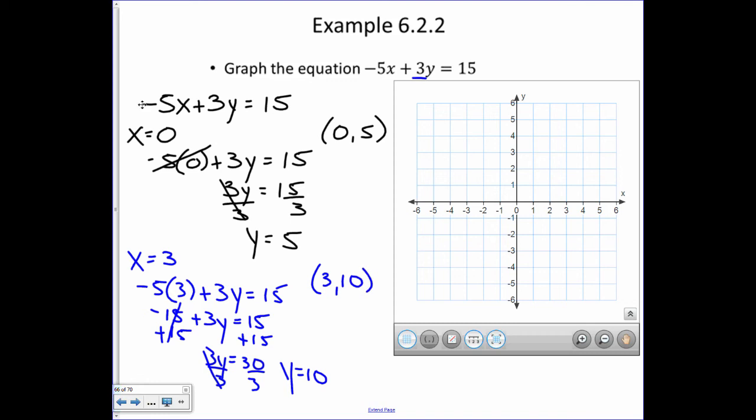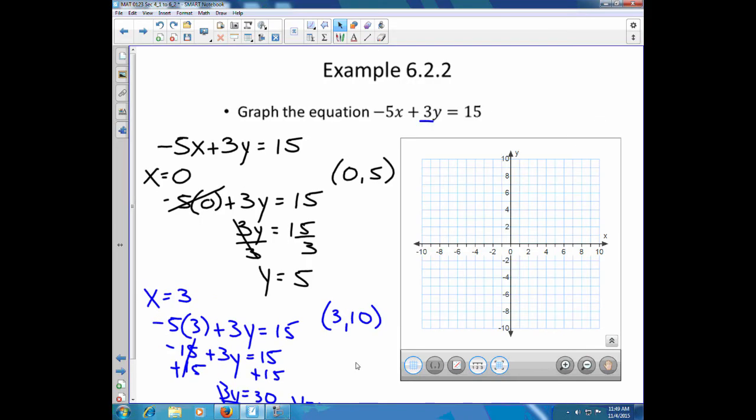Now again, we run into a little trouble with this graph because it's a little too small. But there's no reason we can't fix that. And so if we just trade out the graph and just make the points a little different. Now we've got the point 0 and 5 and the point 3 and 10. And when we graph our line, there we have it.